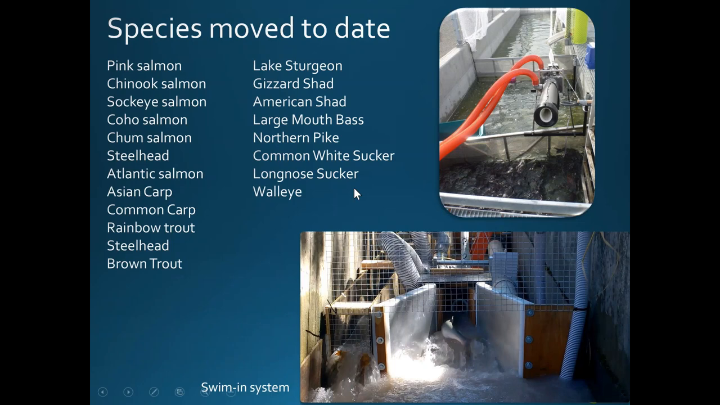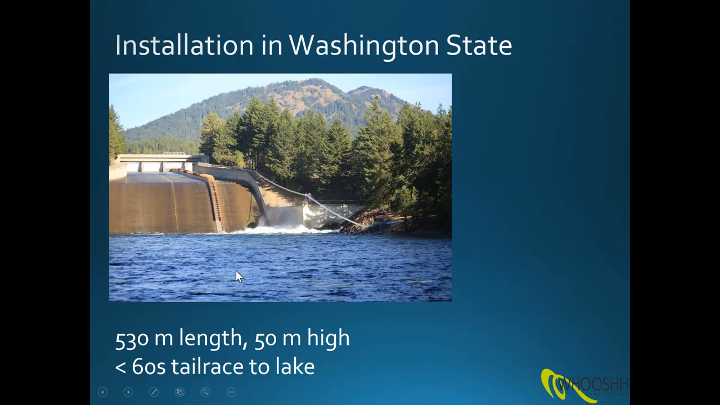That's the entrance. So far, the list of species that this company has been able to move successfully is quite impressive. It includes migratory salmonids, but also a much smaller and more delicate species, like, for example, American shad, with success. This is in Washington State. The hose in this case is 530 meters in length. The height difference that they need to overcome is 50 meters, and it takes roughly 60 seconds for the fish to be transported from the bottom, from the tailrace, all the way upstream to the dam. And then by adjusting the angle and the pressure, I believe that they can cater for dams of various heights.